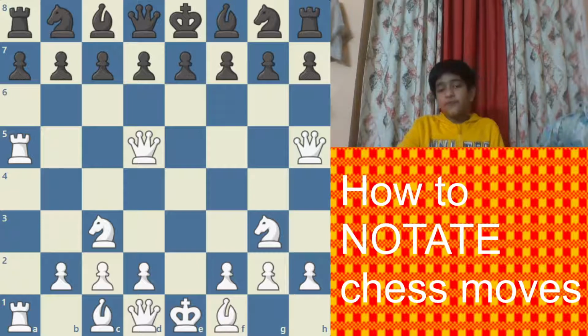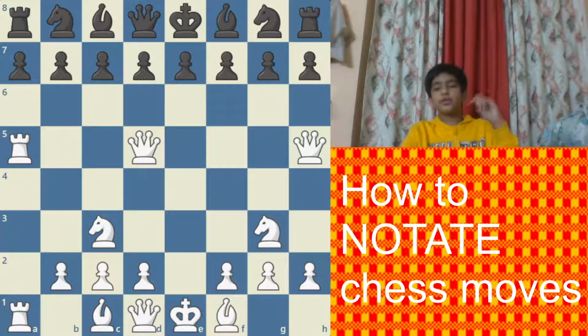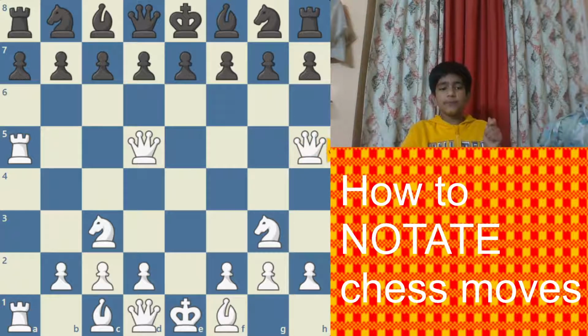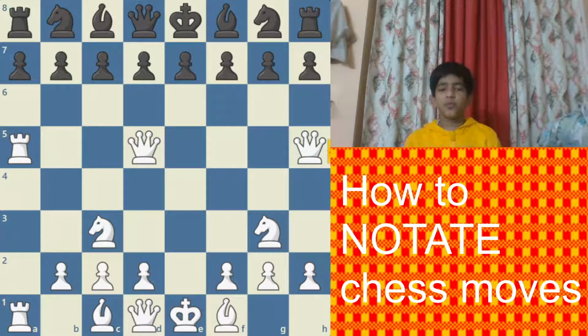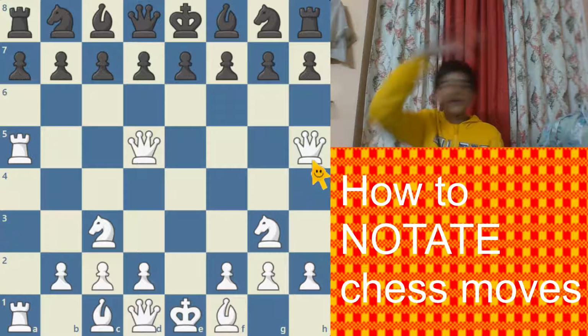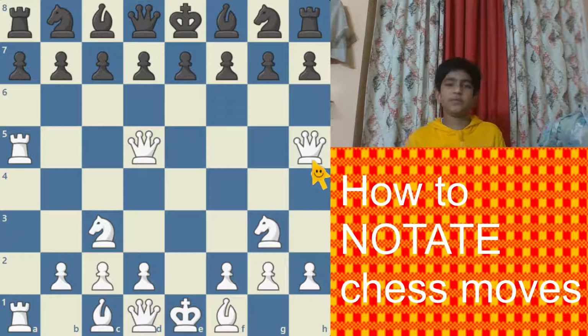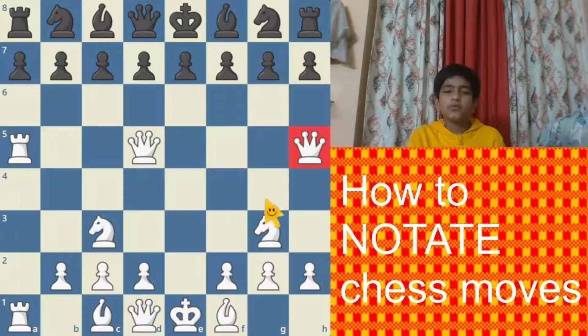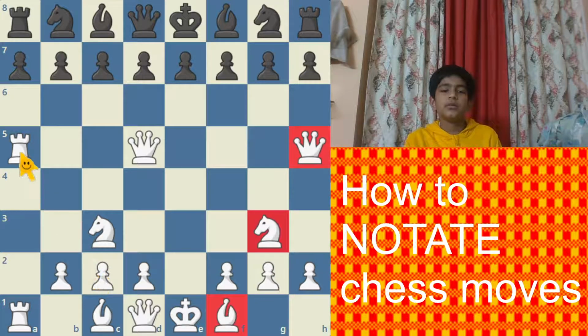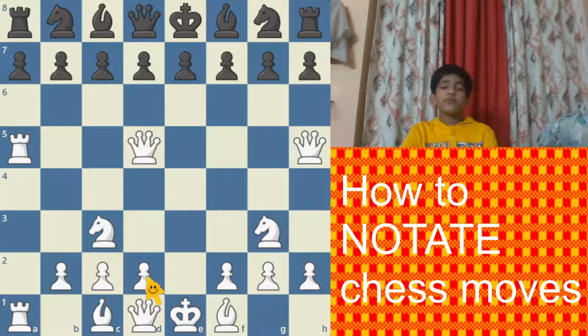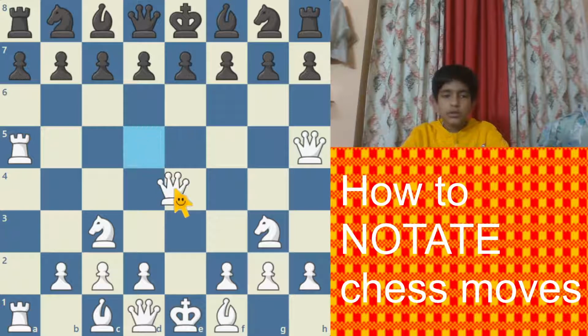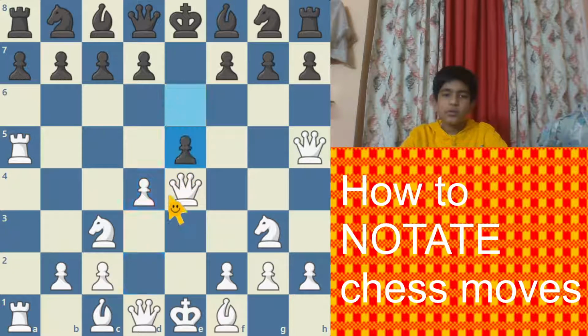So now for captures, all you do is you put the capture sign in between the letter of the piece and the square which the piece lands on. Letter as in capital Q, capital N, B, R, K, like that. And if it's a pawn, so now let's say just something like this, like that.